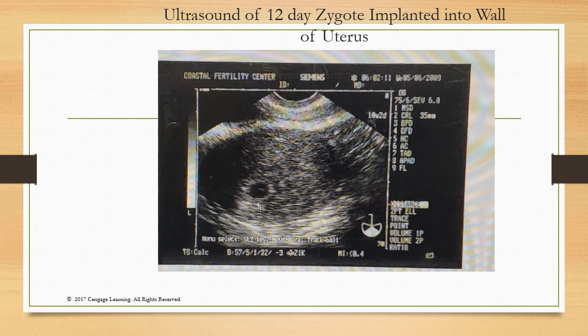But you can see right there, this is 12 days. So this is at implantation, right after implantation. You can see that germ disc, and you can see around it the placenta starting to form.